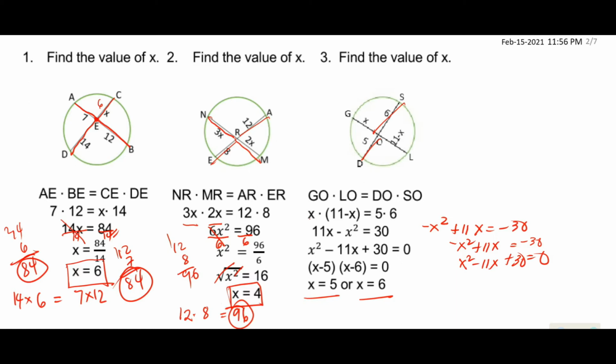Next. So, ganun lang siya, finding the value of x. Susundan mo lang yung pinaka-formula.